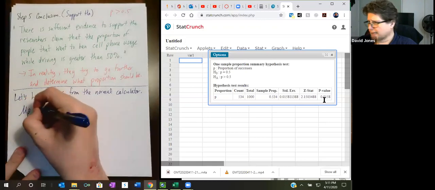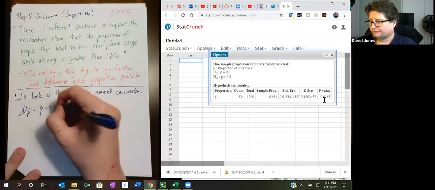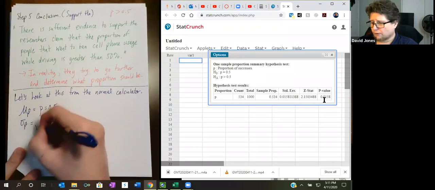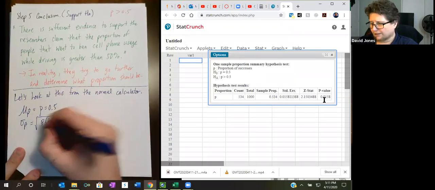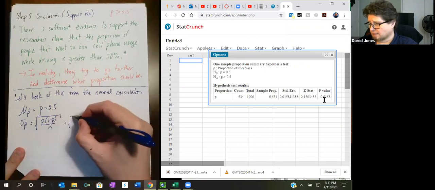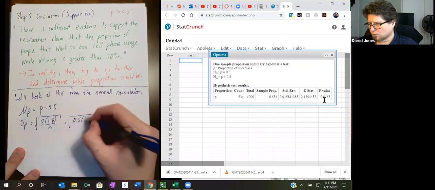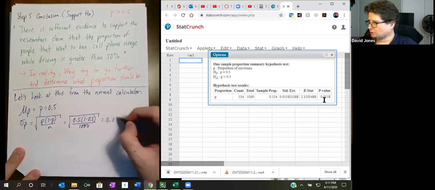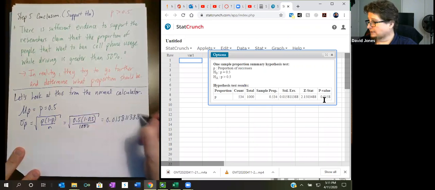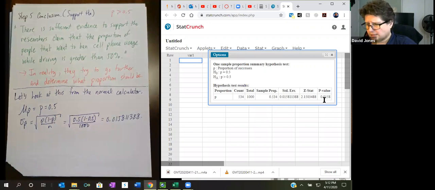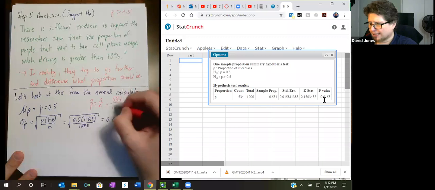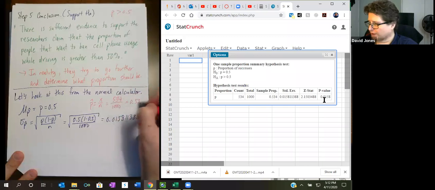So we had mu of p hat equal to p, which is 0.5. Sigma of p hat was the square root of p times 1 minus p over n. 0.5 times 1 minus 0.5 over 1,000, take the square root: 0.015811388. Our actual p hat is x over n, 534 over 1,000, which is 0.534.